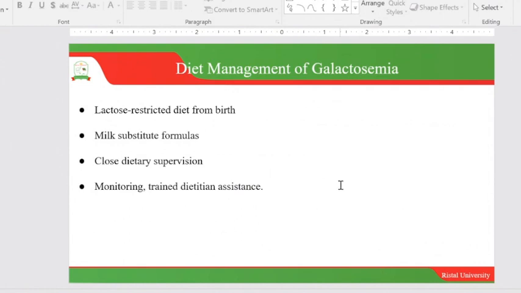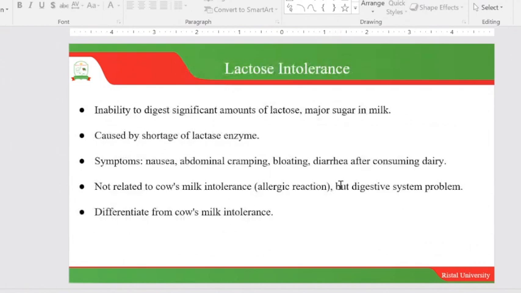I was saying that when we talk of these milk substitute formulas, you could argue that really they are not required. But then, for cases of galactosemia, due to those mutations that disable the genes that are responsible for breakdown of this galactose, we can't risk it. So really, we tend to go for these substitute formulas and also close dietary supervision and monitoring with the trained dietitian's assistance. So now this is the most common one where we are talking of lactose intolerance.